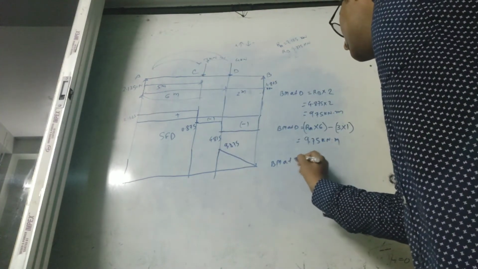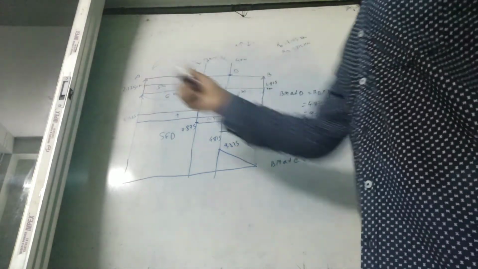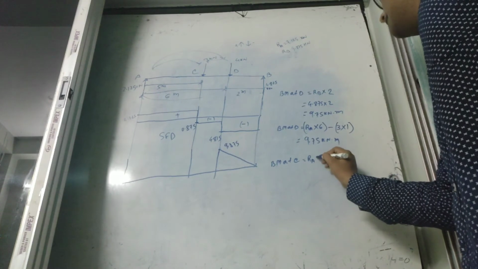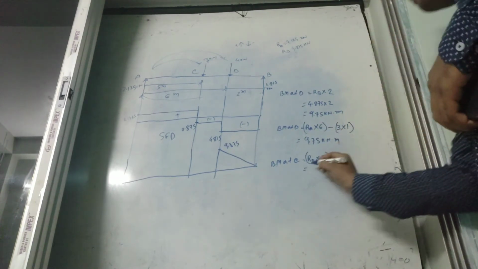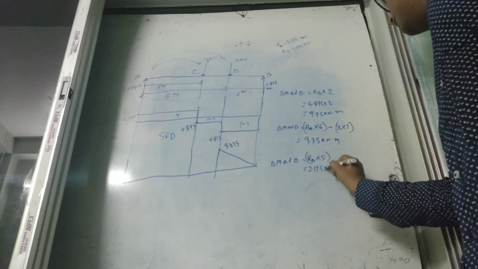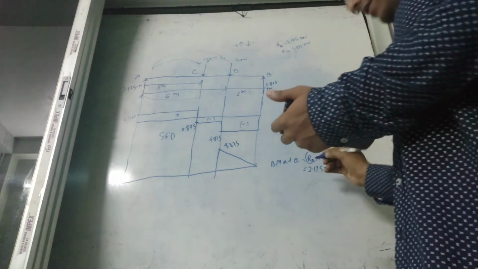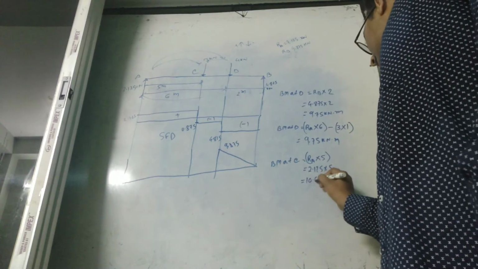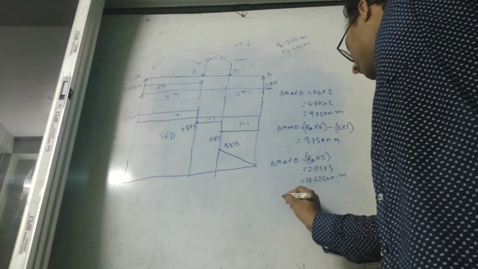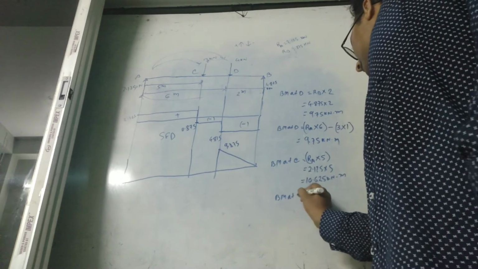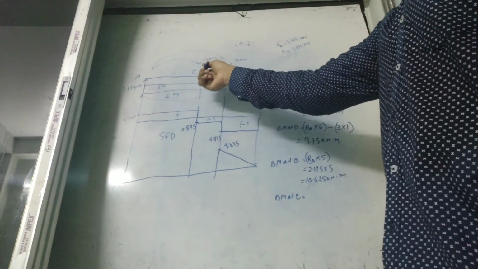Now for BM at C, we will not go from this side, we will go from that side. So easy, RA into 5, 2.125 into 5, 10.625 kilonewton meter.